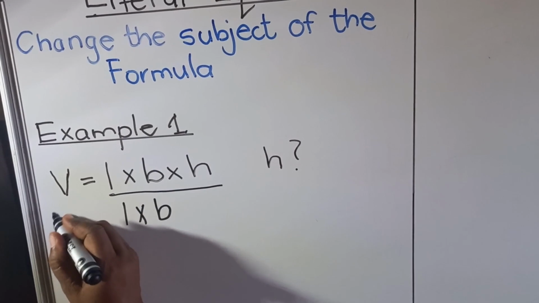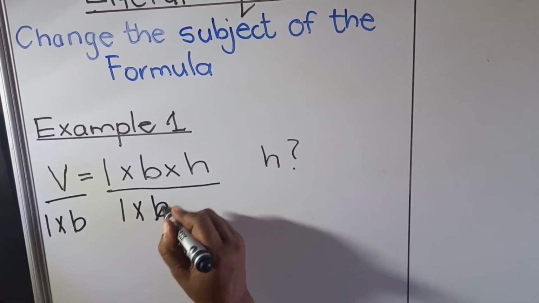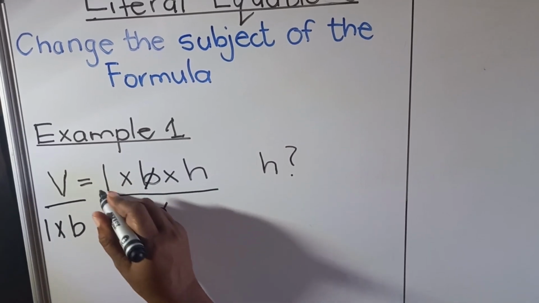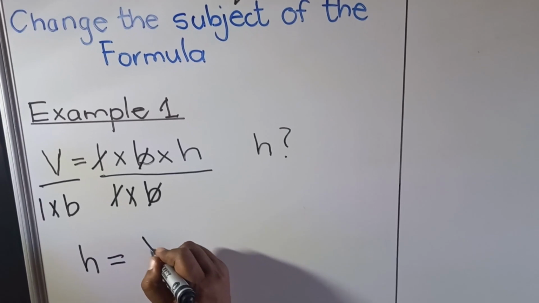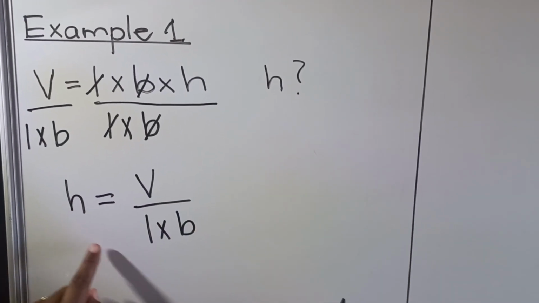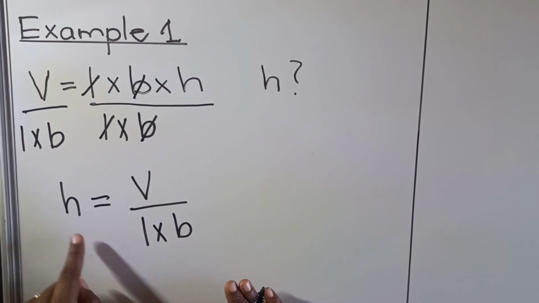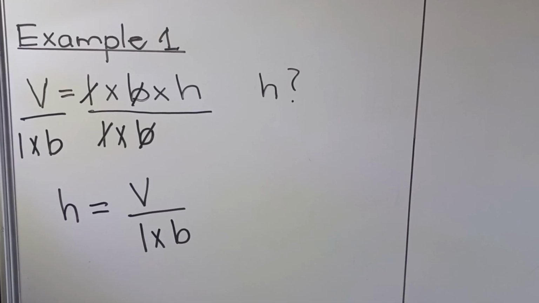What you do this side, you do that side as well. Divide by length and breadth. So the length and breadth will cancel out, and you'll be left with height. But your height will be equal to volume over L times B. So you have changed the subject of the formula and you have h, what they've asked you. So let's do the second example.